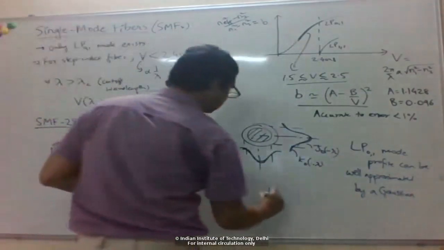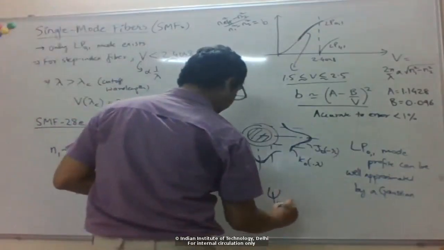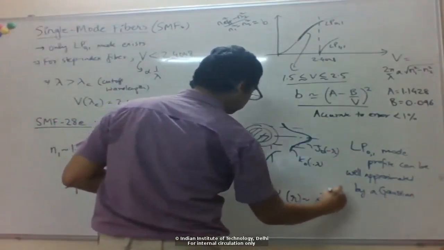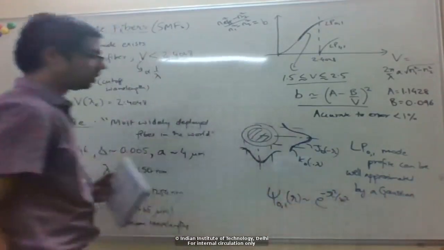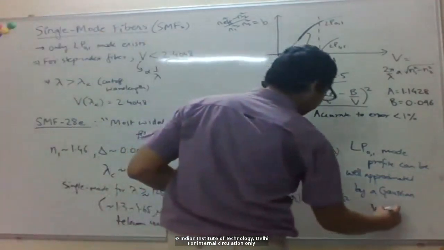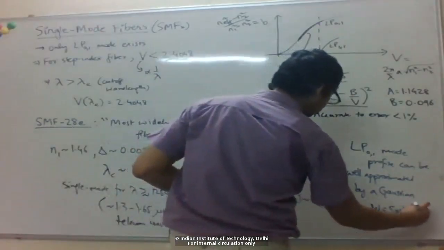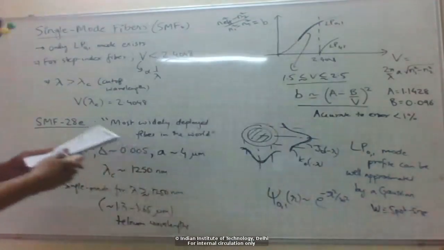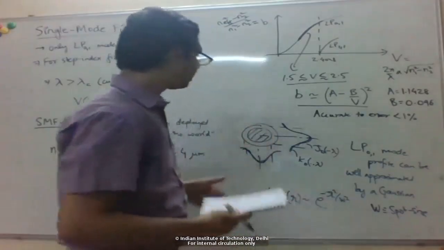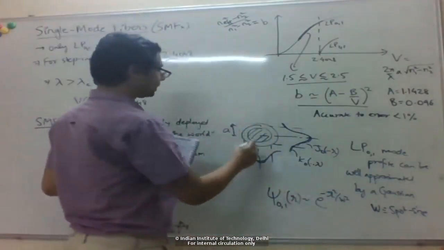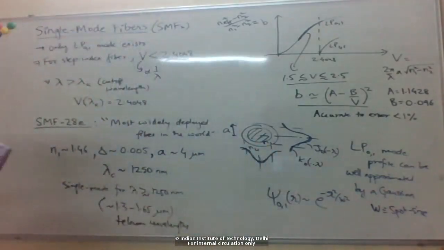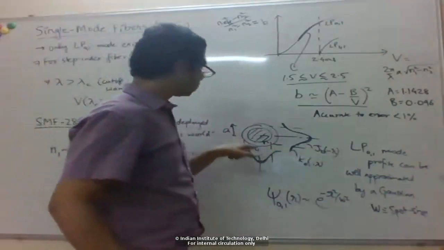Okay, so basically if we take the mode profile as just some e to the minus r square by w square. Okay. So now w here is known as the spot size, right? And how do we estimate w? Of course, w will depend on the fiber parameters, like for example the core size, the index difference, etc. Because we know that these functions depend on those parameters, right?